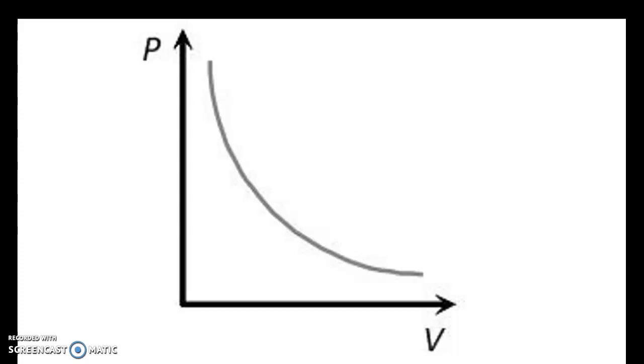The curved line here represents the relationship between pressure, which is on the vertical axis, and volume on the horizontal axis for an ideal gas. And you can see the curve here.